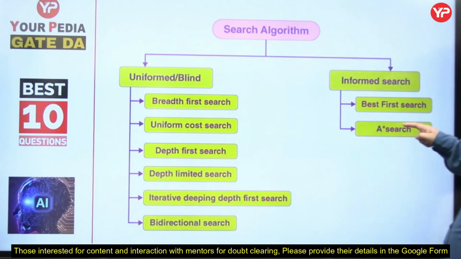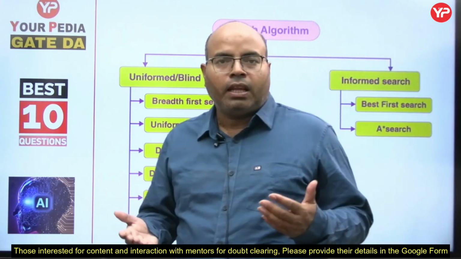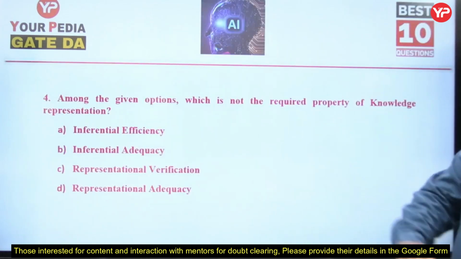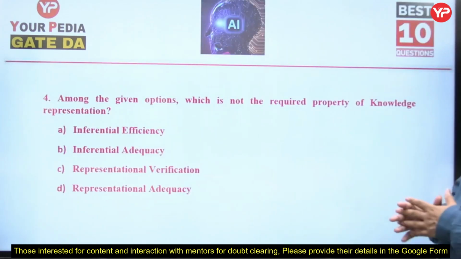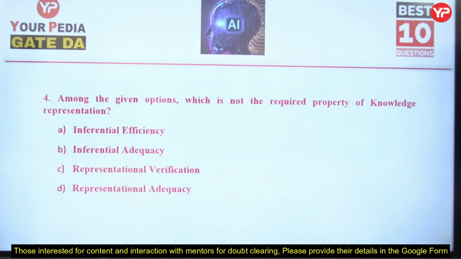So this is the most optimized search. It takes a bit of memory, but it is the most optimized, as it takes entire information, HN plus GN. Now coming to the next question: among the given options, which is not the required property of knowledge representation?